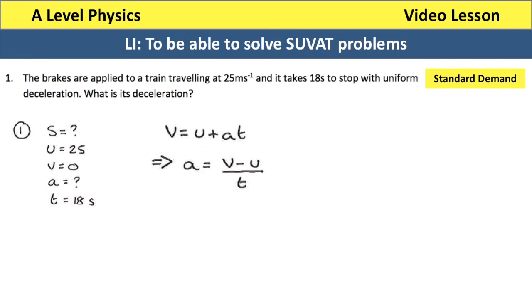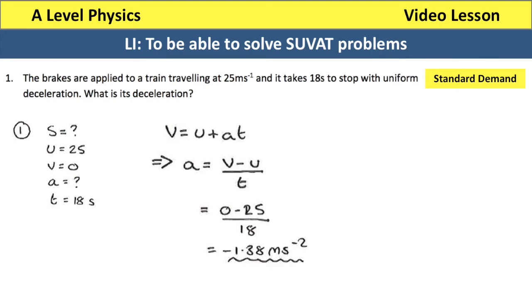So I start off with V equals U plus AT again. Rearrange this for A. I've taken U off because we're adding that to AT, and then divided by T because that's being multiplied by A. We substitute the values in, so we'll have 0 take away 25 divided by 18, which comes out as minus 1.38 metres per second squared.